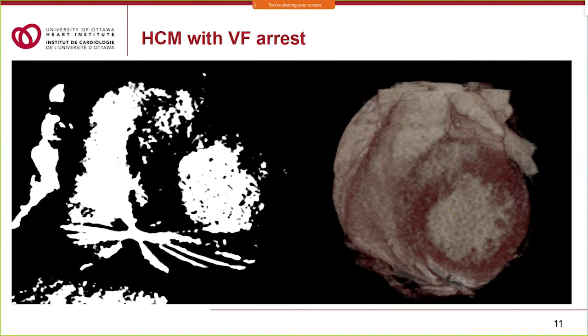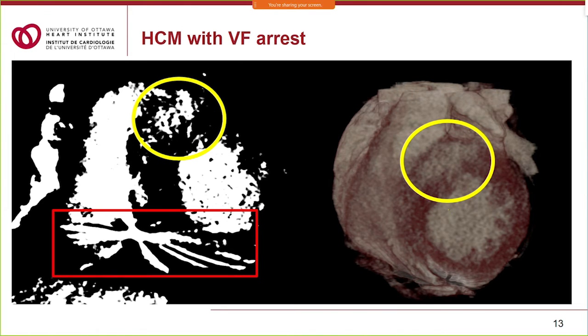I wanted to show you a couple of examples of cases that we've done at the Heart Institute to prove that it can be done and it does work. And I've fiddled a little bit with the windowing here just to emphasize it. This is a hypertrophied patient who had a VF arrest, and this is an area of dense scarring in the anteroseptum. You can see it on the volume rendered image. But you see this here, this is all artifact that comes from the pacing wire, from the shock lead.